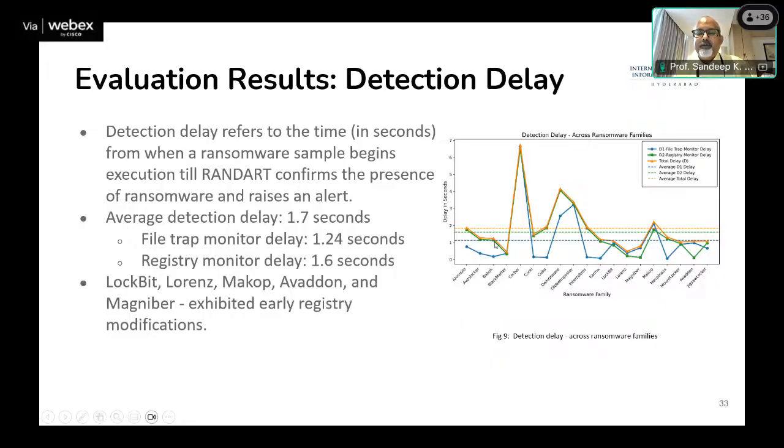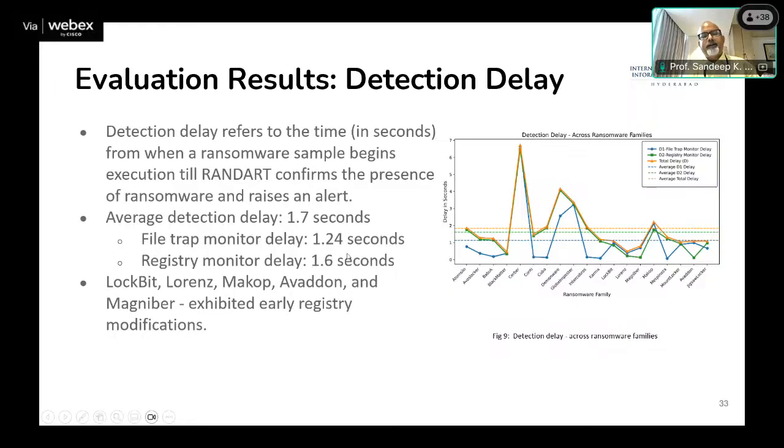But most of them, you can see, some of them are way below 1 second. Some of them are actually way below 2 seconds. Very few actually had longer delay, but at least one or two, like here you can see server, that one has a very high delay. And then here also you can see, I think it is Demonware that has also high delay. But you can see that Lockbit, Lawrence, Macop, Avadon, these guys are having an early registry modification.